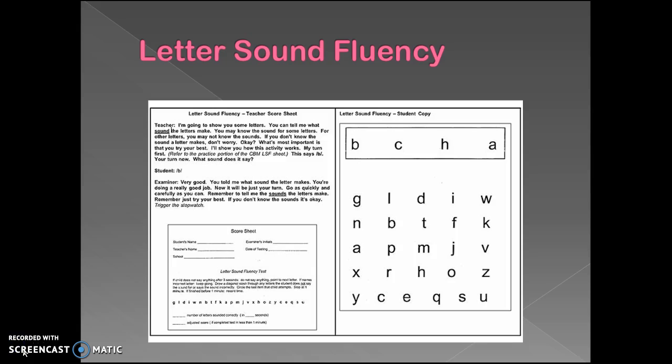Here is an example of a curriculum-based measure that will be used for letter sound fluency. This particular curriculum-based measure can be found on the Iris Peabody site. Students are provided with a student copy that displays the letters. The teacher gives them an example of what they will be asked to do, and then students are asked to provide the sound for each letter on the sheet, while the teacher can record on their score sheet the correct letters and the letters that the students miss.